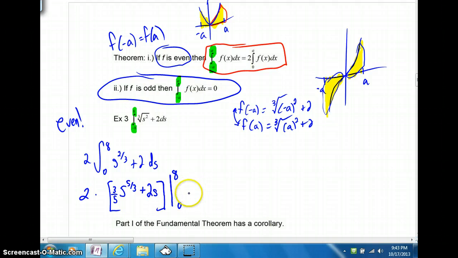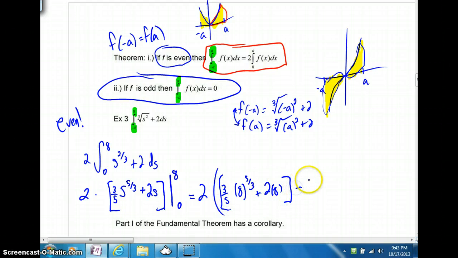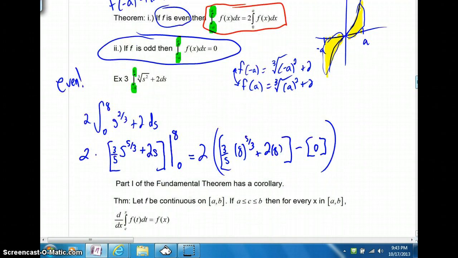Hopefully you can see why working with 0 is so amazingly helpful. Look, I'll keep this 2 out in front. When we plug in the 8, we'll have 3/5 times 8 to the 5/3 plus 2 times 8. But wonderfully, when we plug in 0, I hope you can see that we're going to really just get a 0 all around. So wonderful news. That's why we love to be able to use this even property.